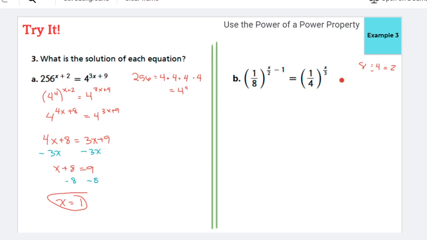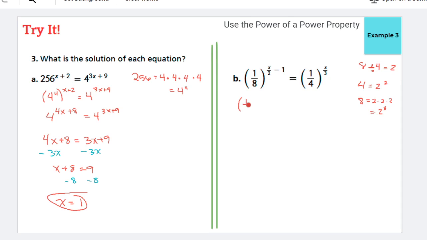Now 4, I know 4 is 2 squared. So I'm going to see if 8 is a power of 2 as well. Well, I know if I do 8 divided by 2, I get 4, because I just did this division problem up here. And 4 is 2 squared, so that means that 8 is 2 times 2 times 2, which is 2 cubed. So I can actually convert these fractions into a square and a cube. And that's what I'm going to do.